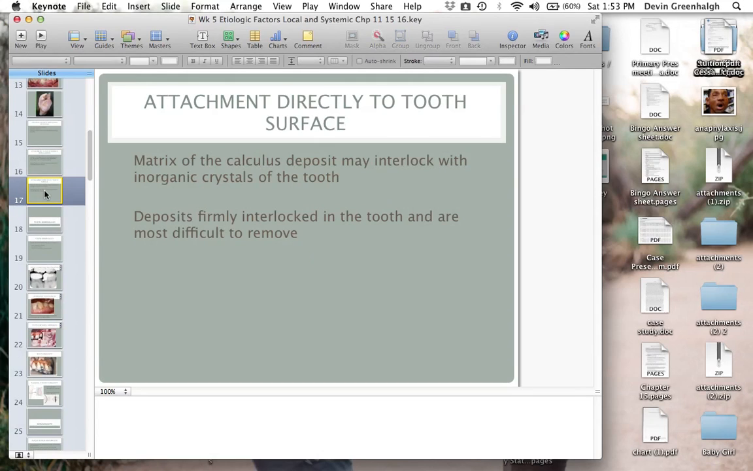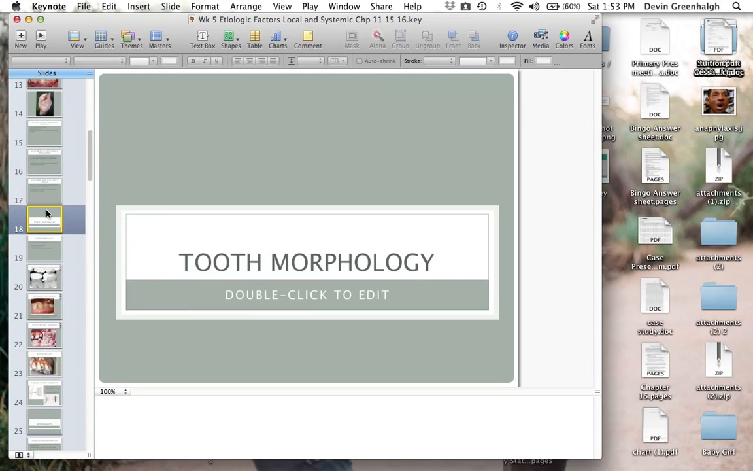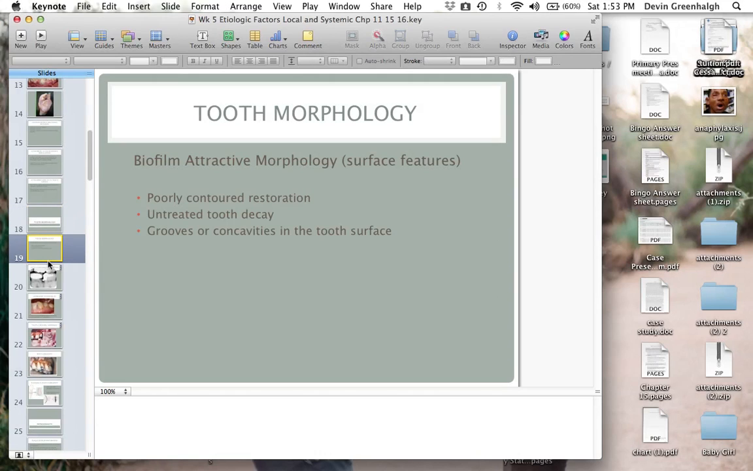Alright, attachment directly to tooth surface. The matrix of calculus deposits interlock with organic crystals of the tooth. Then they deposit firmly interlocked into the tooth and are difficult to remove. So that's important to remember. Tooth morphology we talked about.